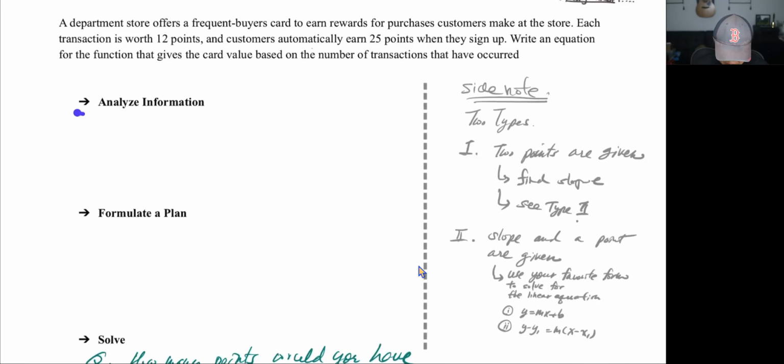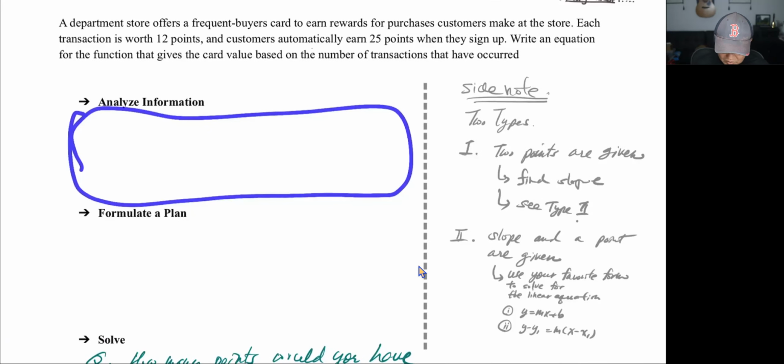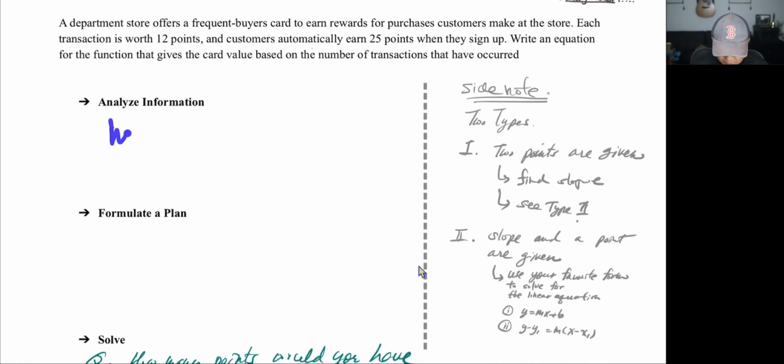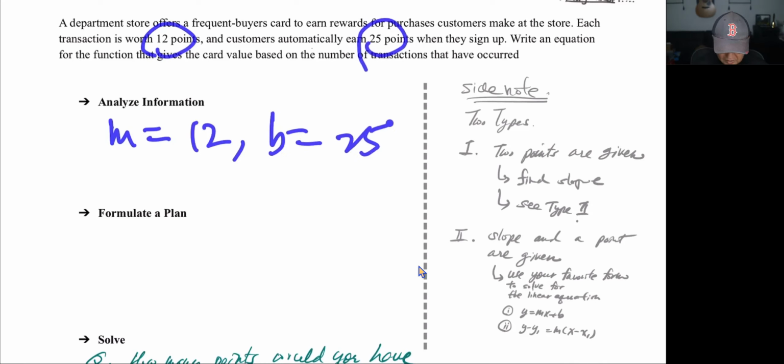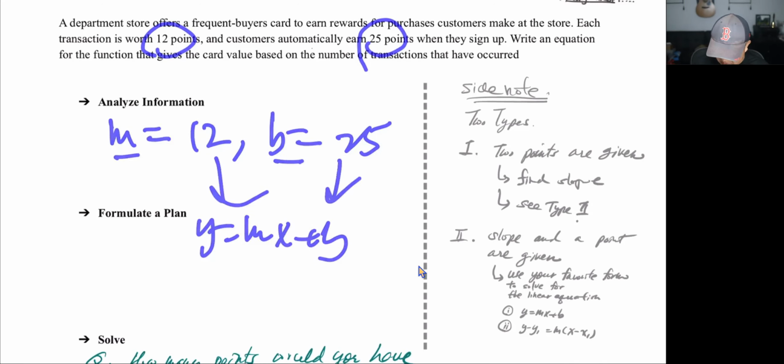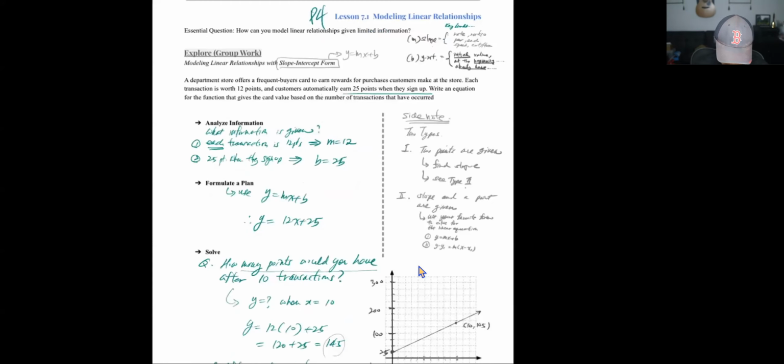So let's analyze this for a second. What information do we have? We have the slope is equal to 12 points per, and the b is what? 25 at the beginning, right? We analyze the information. We're going to formulate the plan. If you have m and a b, what do we do? We're going to use mx plus b. Plug it in, and we're done. So it's going to look something like this.